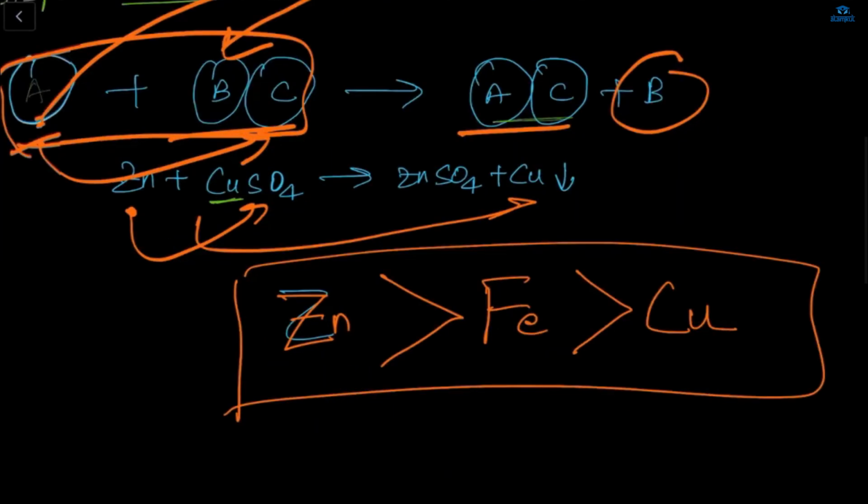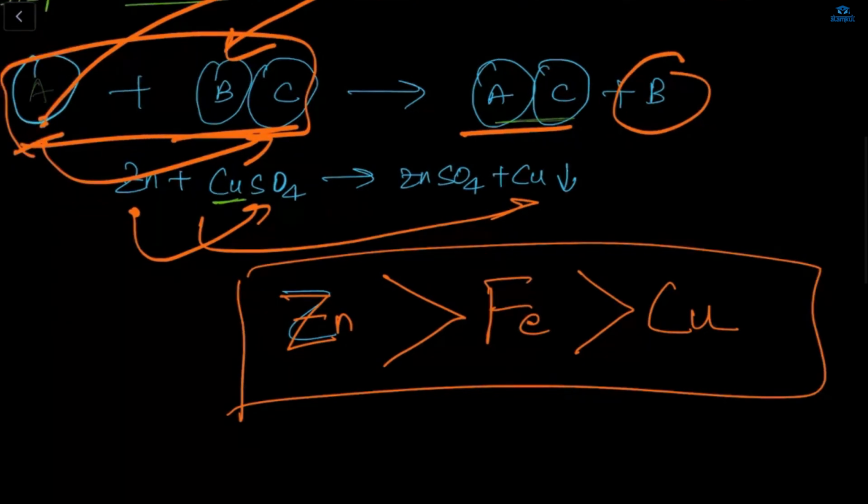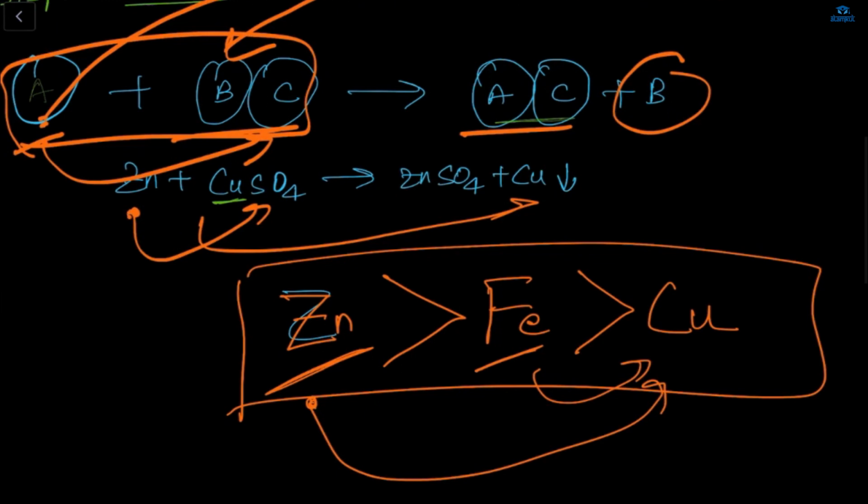Why? Because if we see the electrochemical series, Zn is more reactive than copper. So here Zn can easily displace copper and take the place of copper, right? So that's why the Zn is getting combined with your SO4. Because Zn is more reactive than your copper, it can easily displace it. Okay? If anything is more reactive, then obviously that particular thing will take the place of the less reactive. Okay?